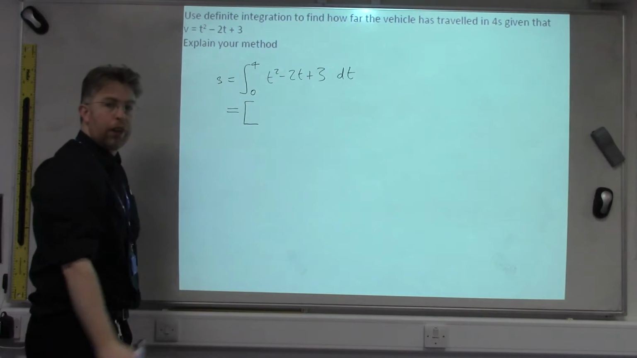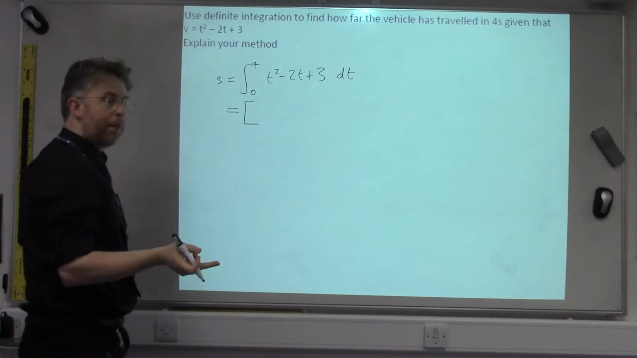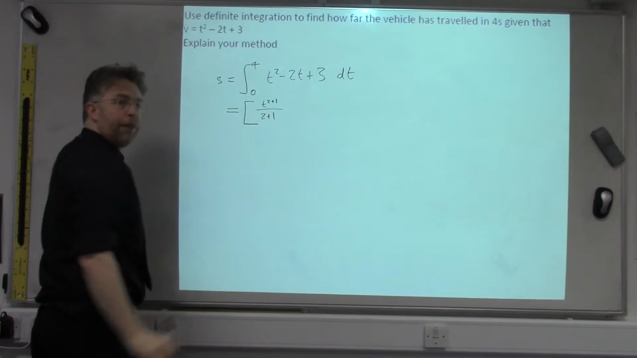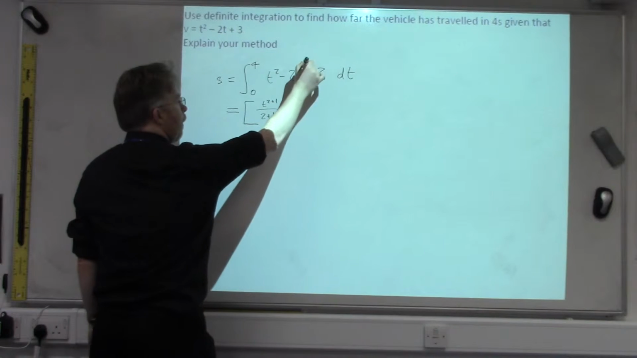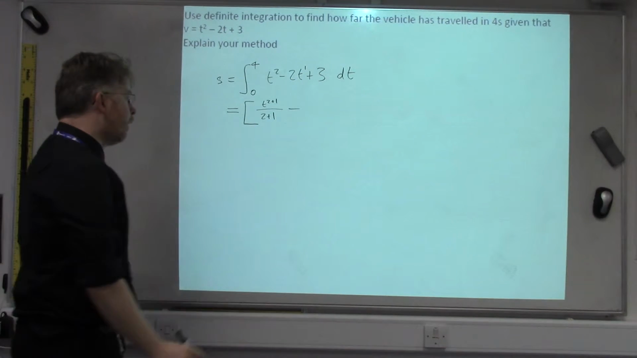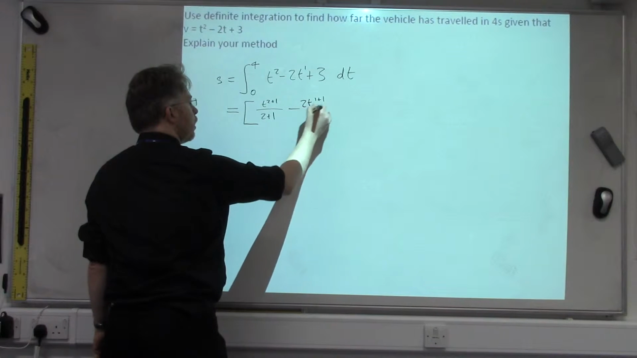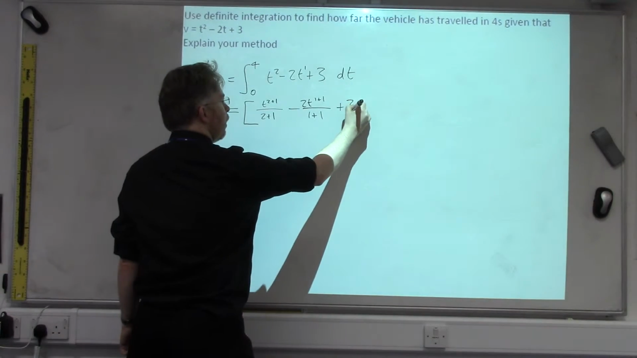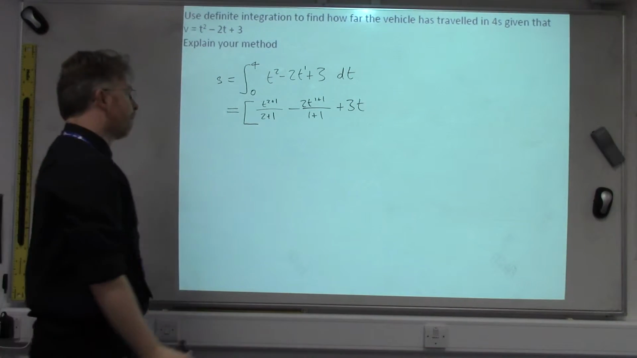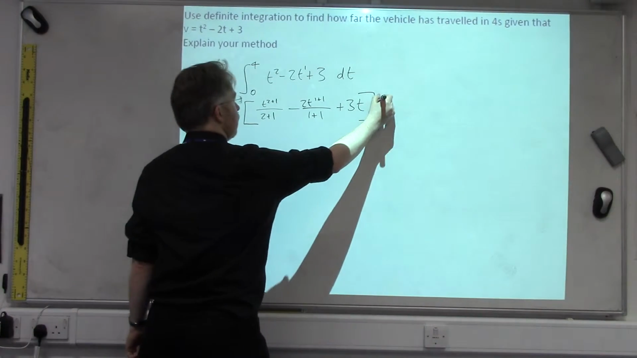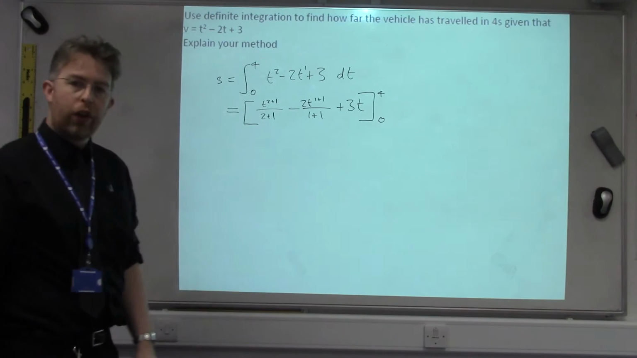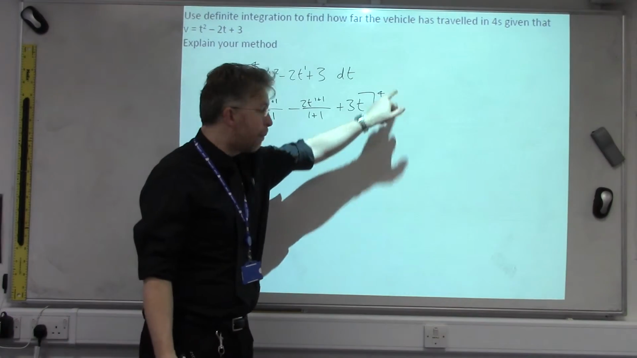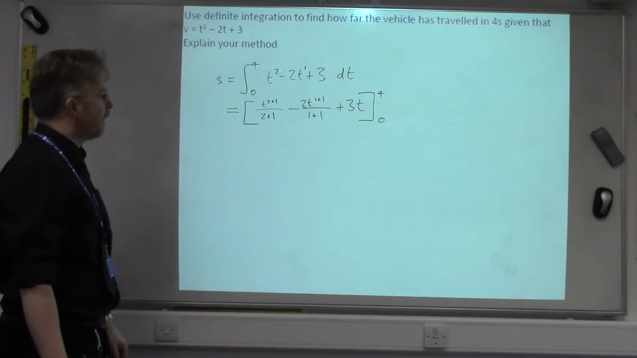So again, it's the same rules for polynomials for integration as it was back in B1. We add 1 to the power and we divide by the new power. t on its own is t to the power of 1, so we add 1 to the power, divide by the new power, and any number, when we integrate, we put a t at the end. And the limits are 4 and 0. So after we've integrated, we put the result in square brackets and the limits go on the outside of the square brackets on the right hand side.